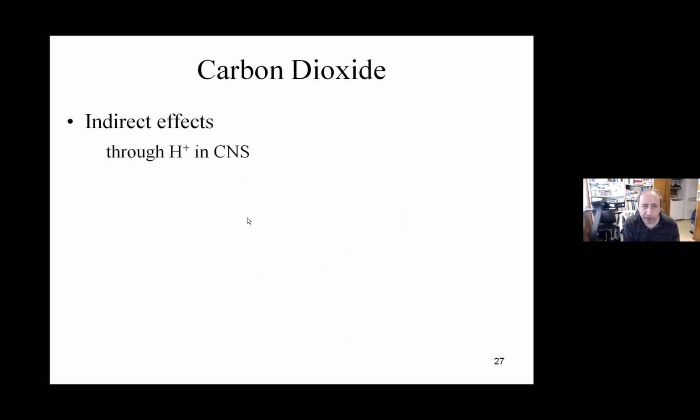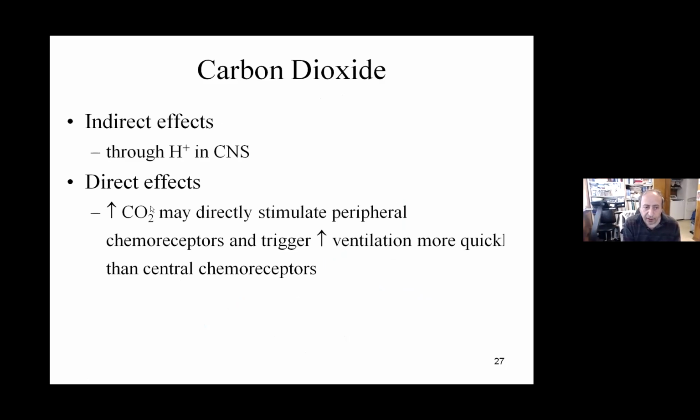So the carbon dioxide effect, actually, it's an indirect effect, and it's by modulating the level of proton or pH level. And the direct effect is to stimulate the chemoreceptor, and it will trigger an increase in ventilation more quickly than the central chemoreceptor.